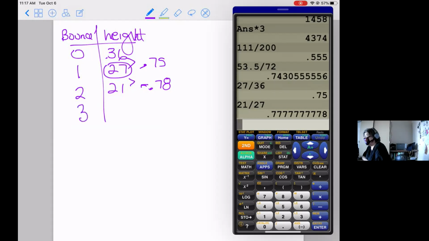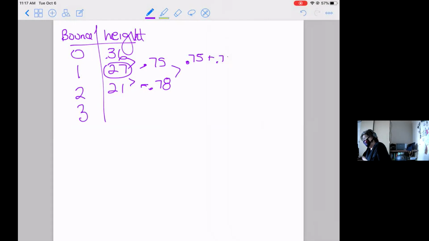What if I wanted to estimate what the third one would be? Well, these together is 0.75. And 0.78 divided by 2. Actually, I don't want to go there. Now, is our measuring technique really accurate? No, it's not. In general, the rebound ratio for a bounce is always the same.